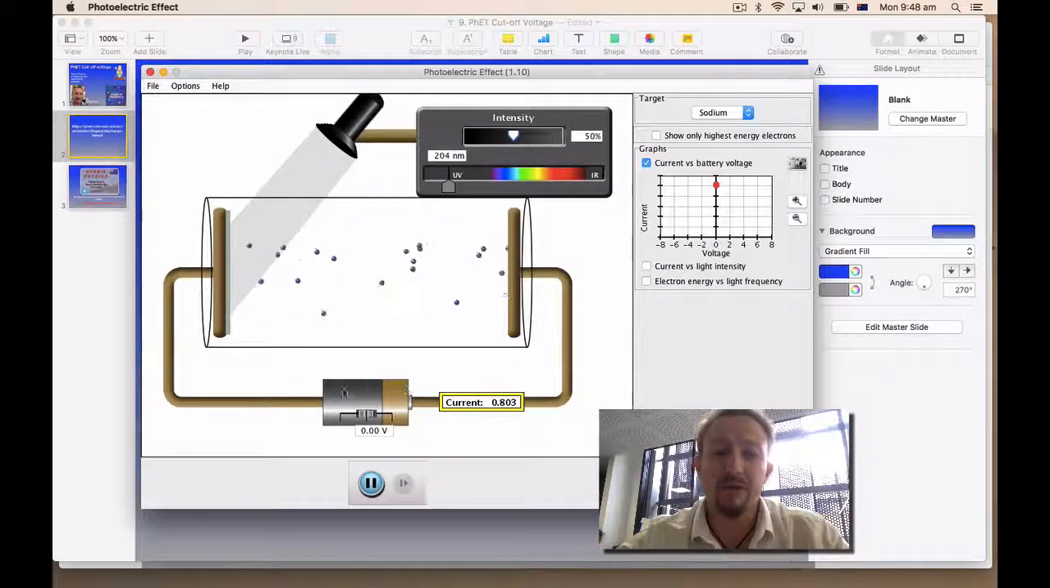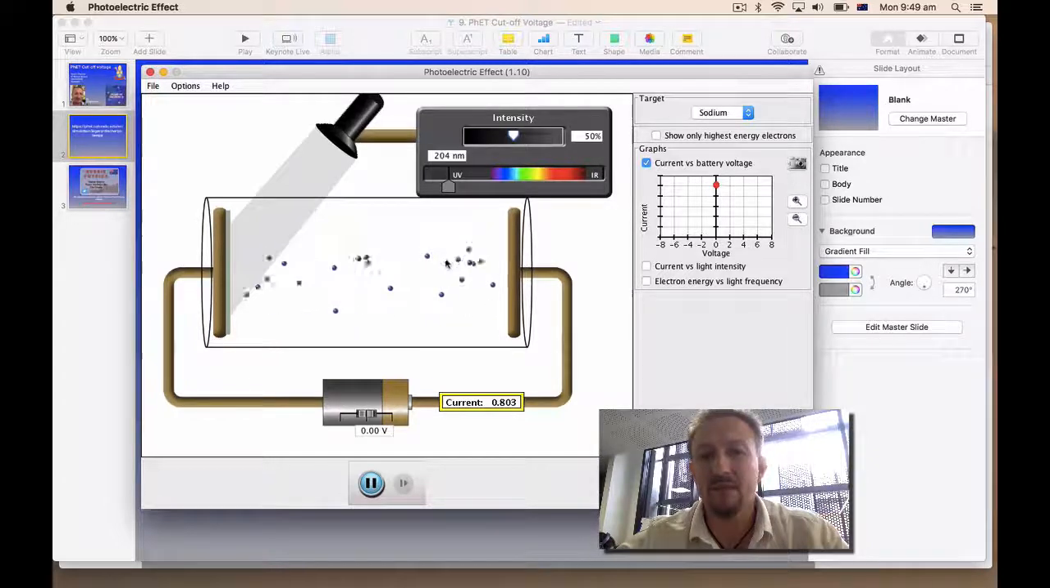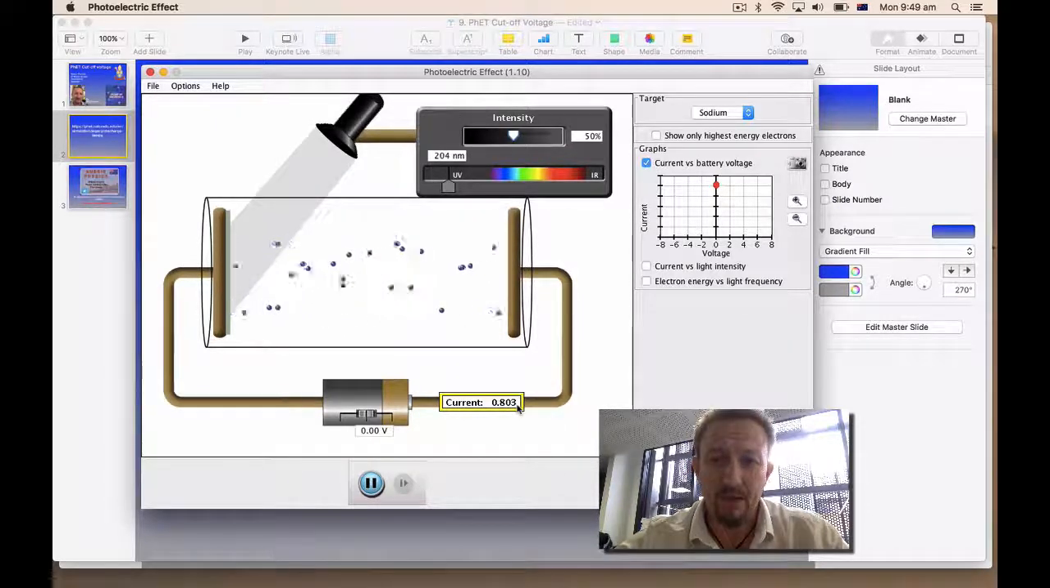Well, the cutoff voltage uses this battery here. You'll notice at the moment that the sodium plate here is being irradiated by the light, and it's liberating lots and lots of electrons, and they're generating a nice current of 0.803 microamps. So with a cutoff voltage, I can work out the kinetic energy.